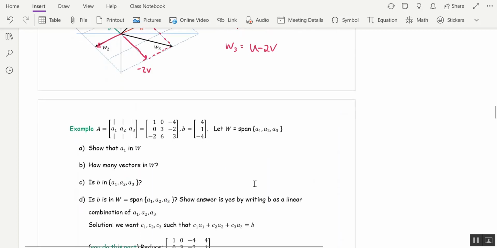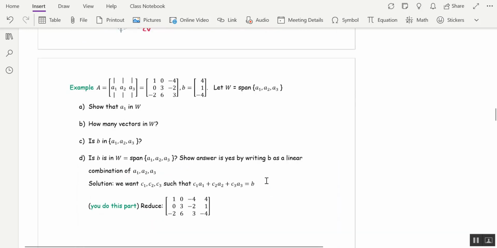Okay, so let's do one more example. Let A be the matrix with columns a1, a2, a3. So this is column a1, this is column a2. So a1 is this vector, 1, 0, 2. a2, and this is a3. I think this is pretty obvious, but I'll just write it out. Like a1 is the vector 1, 0, negative 2. And b is this vector, and W is the span of a1, a2, a3.